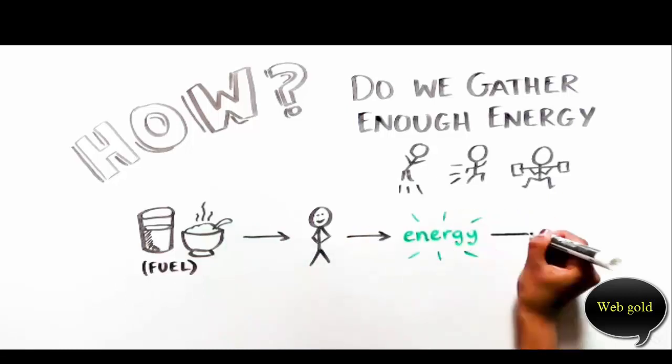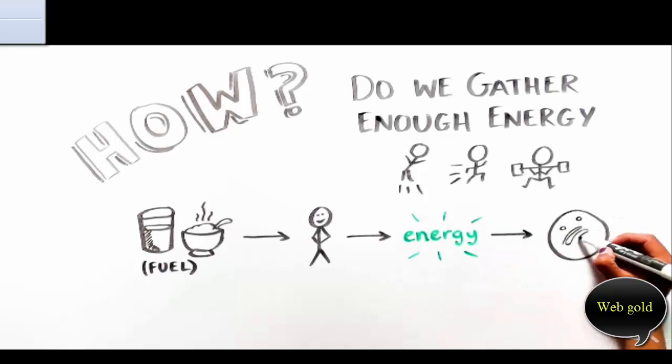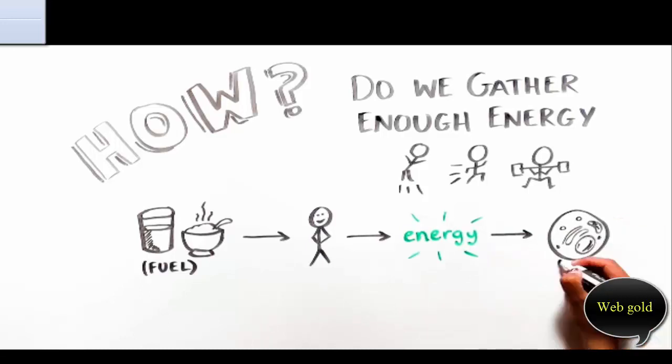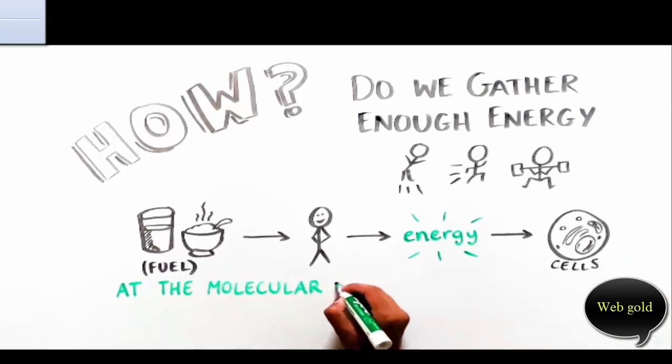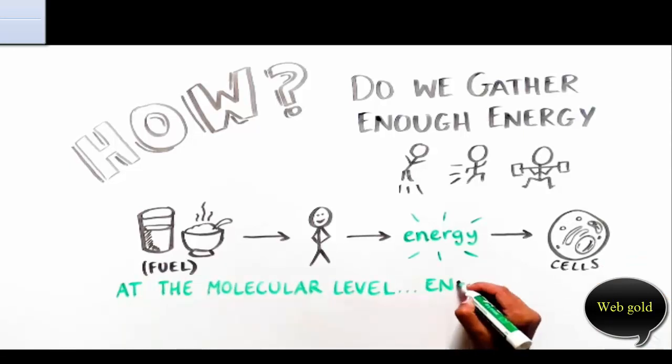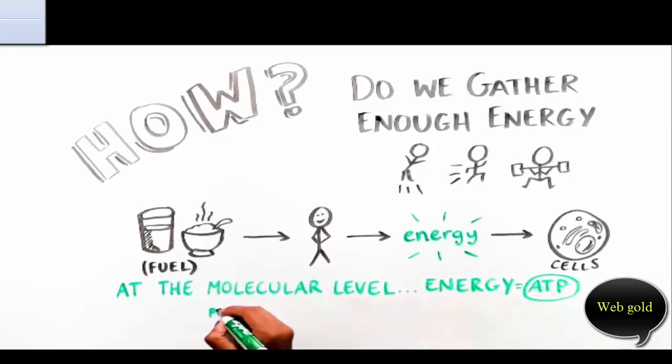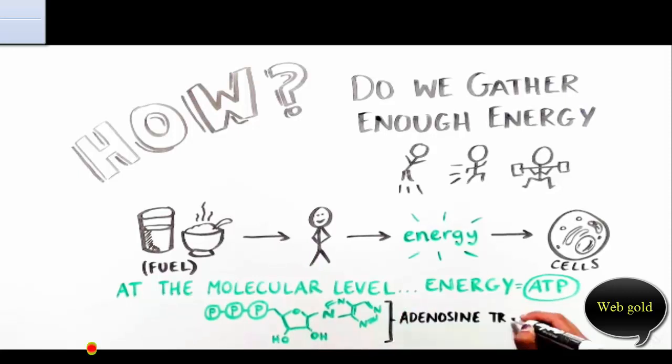Our bodies are able to convert the food and water that we consume into compounds that our cells can use for energy. At the molecular level, most of this energy is stored in the form of adenosine triphosphate, or ATP. And the processes to create and use these ATP molecules are collectively known as your metabolism.